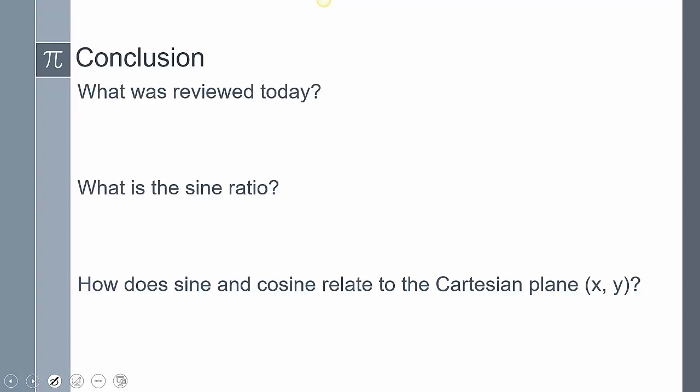So I want to hear back from you. What is a sine ratio? Tell me how the sides of a right triangle relate, and then tell me how sine and cosine relate to the Cartesian plane, meaning how they relate in terms of a point.